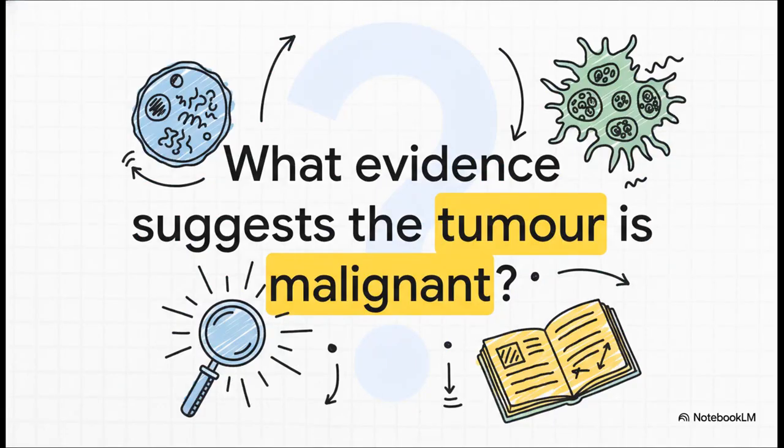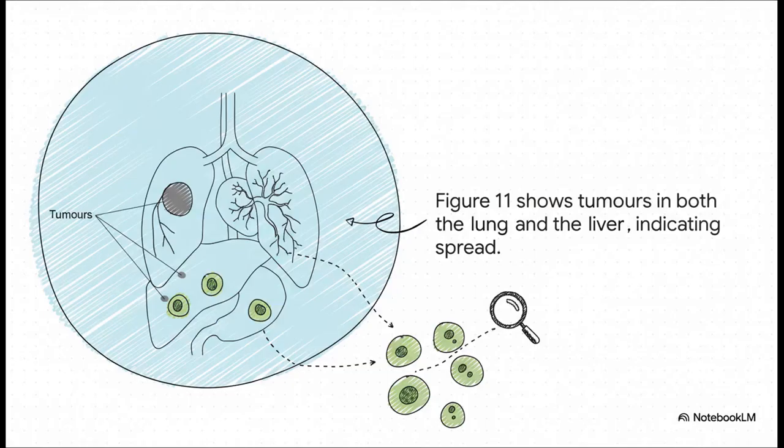All right, next up, question 07.2. Now this one is a little different. It's asking you to look at a diagram and find the evidence. It's all about applying what you know. So here's that figure 11 from the exam paper. You can clearly see there's a tumor in the lung, but there's also one down in the liver. And that's the absolute key here, the fact that the cancer is in more than one place.